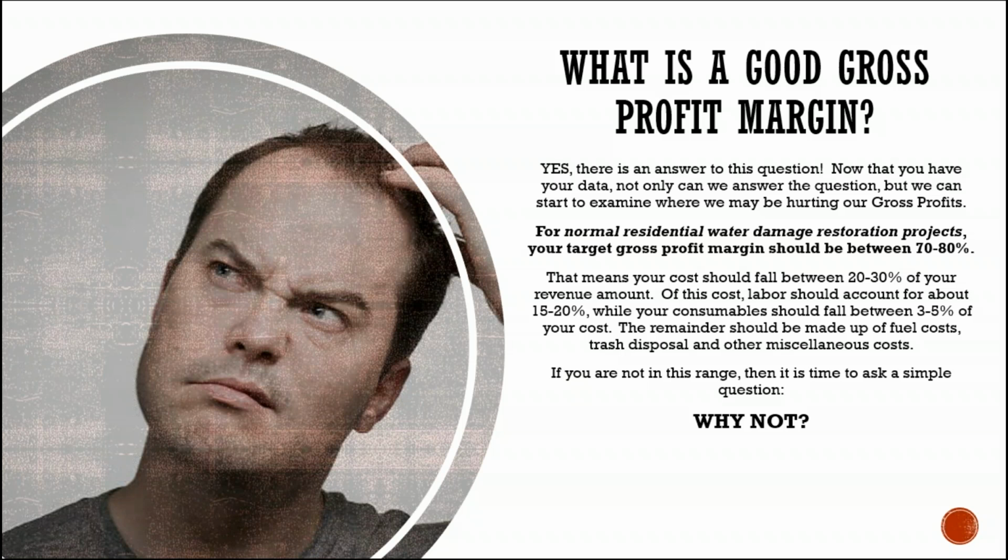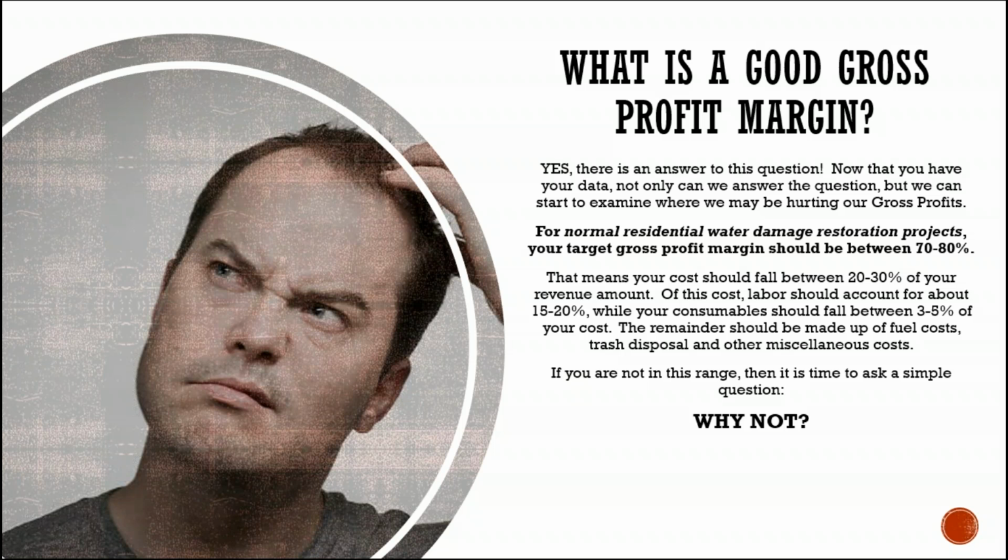Once again, we're taking all our numbers and dividing them by the number of projects, giving us at the end one single gross profit number. That gross profit number divided by the revenue number gives us our gross profit margin. So it's really simple. For residential water damage restoration projects, your target gross profit margin should be between 70 and 80%. If it's not between 70 and 80%, we're going to need to figure out why.